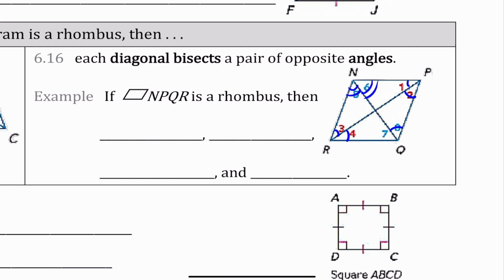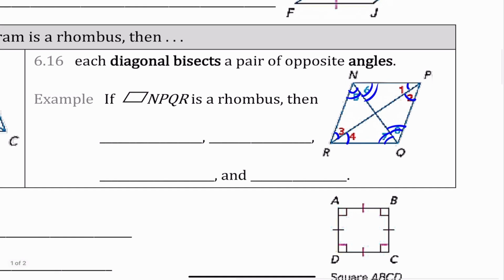And then opposite angles are congruent because that's one of the properties of parallelograms. Those angles are going to be split into two congruent parts. So angle 1 is congruent to angle 2. Okay? Angle 3 is congruent to angle 4. Angle 5 is congruent to angle 6. And then angle 7 is congruent to angle 8.